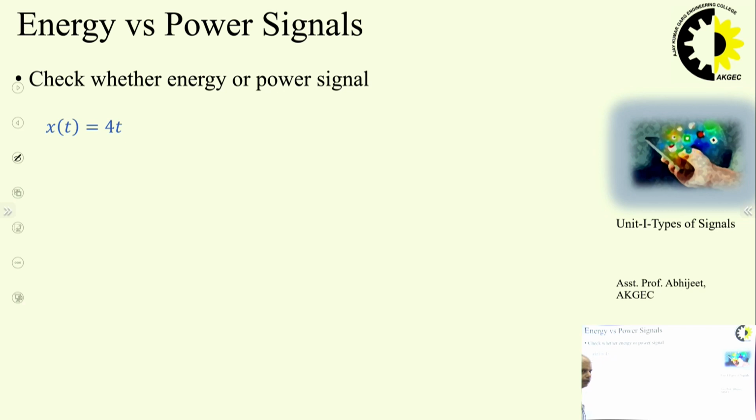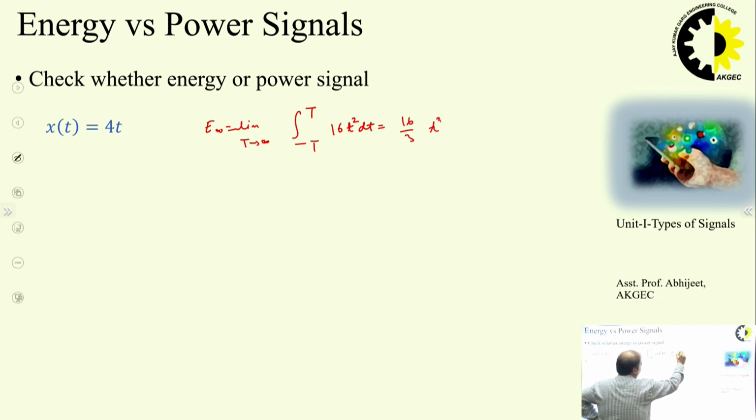This signal one can also verify. If we calculate, E infinity will be the limit T tends to infinity of the integral from minus T to plus T of mod 4t square, so it becomes 16 t square dt, and this will be 16 upon 3 t cube from minus T to plus T, with the limits. So we basically end up getting an infinity value. You can verify that P infinity also tends to infinity. The signal is neither energy nor power.